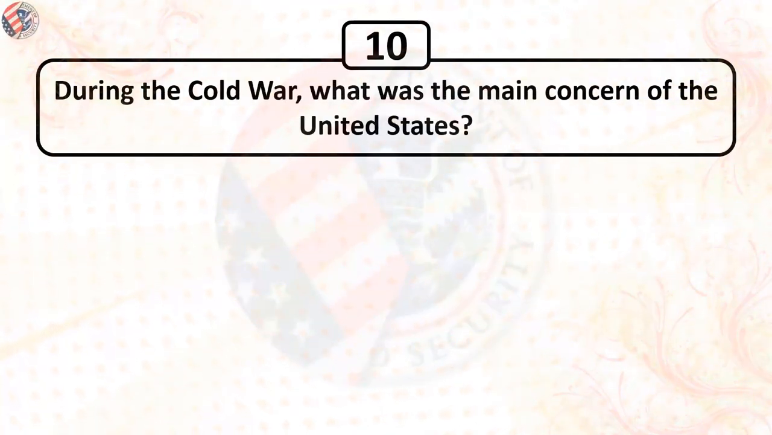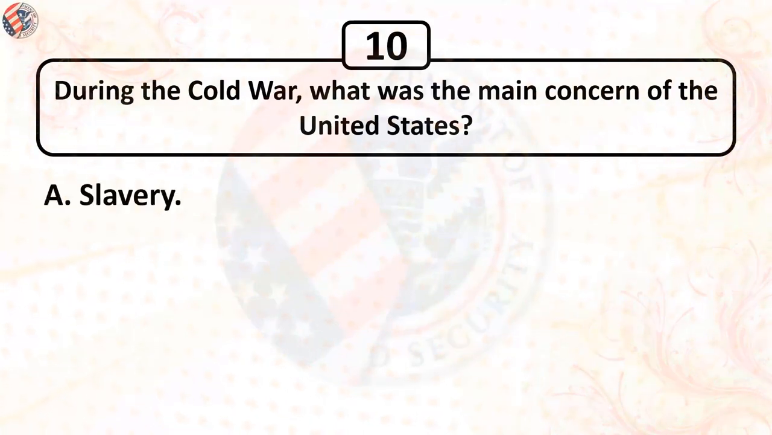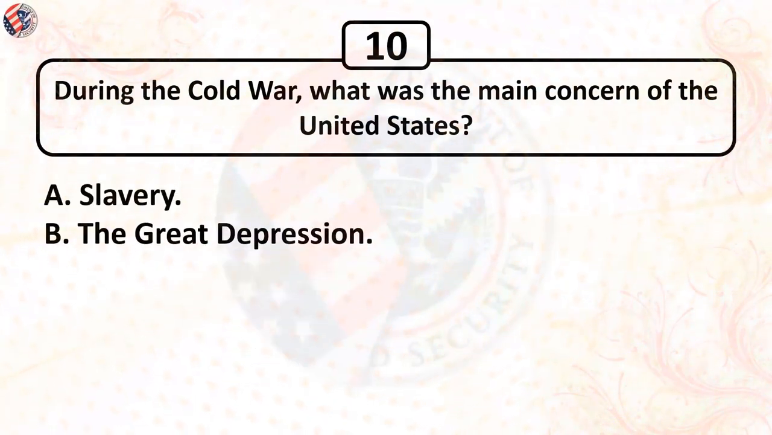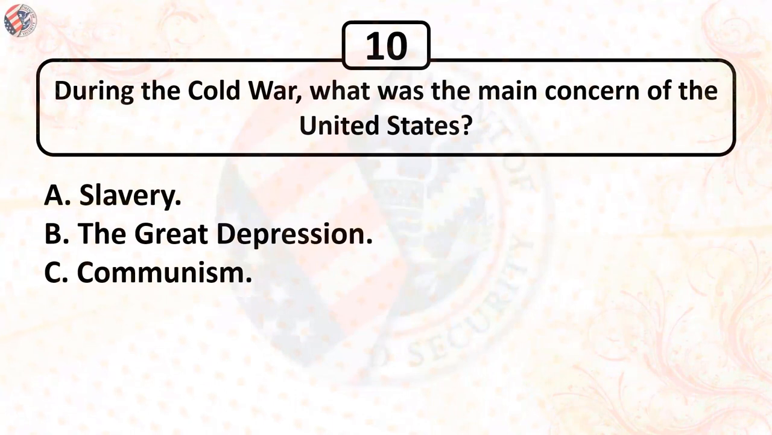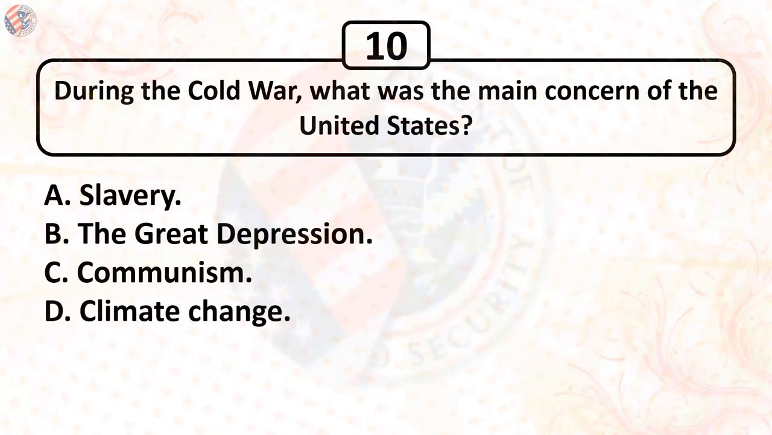During the Cold War, what was the main concern of the United States? A. Slavery. B. The Great Depression. C. Communism. D. Climate change.